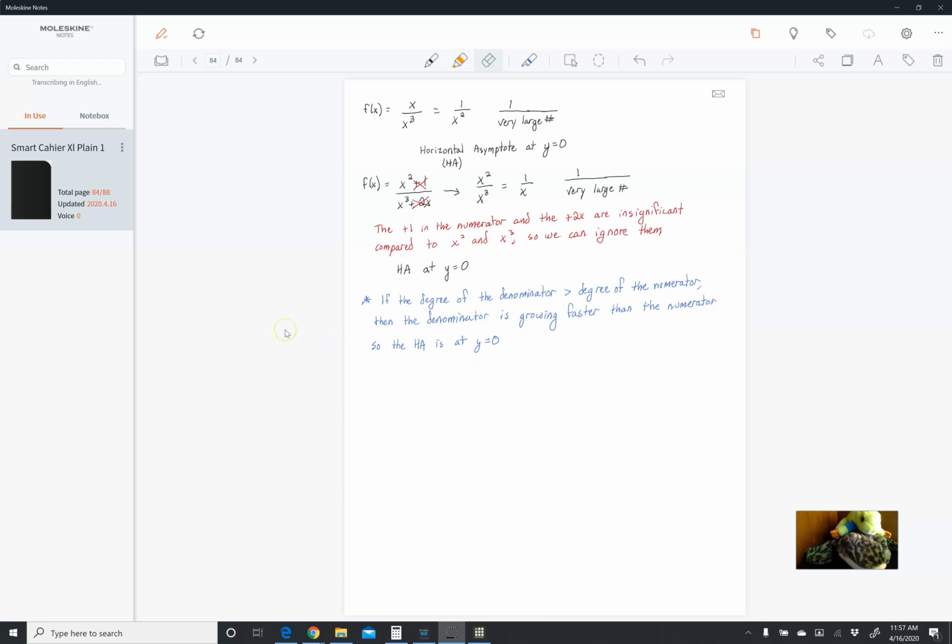But then we have other possibilities, right? Because sometimes it doesn't simplify to 1 over a very large number. Sometimes it simplifies to something else. So let's take an example of f of x is equal to x, for example. Let me do that in black.